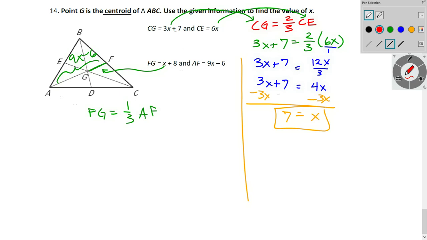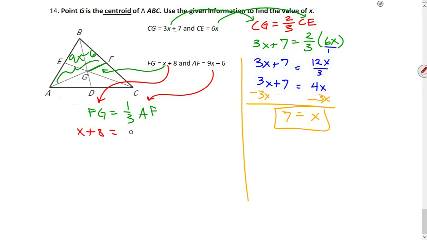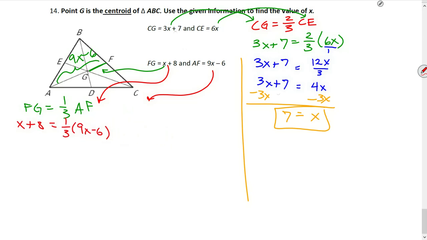So I can plug in FG and AF, and I get the equation x plus 8 is equal to 1/3 of 9x minus 6. I'm remembering that I'll need some more space in this problem, so I'm going to move this over a little bit. And just for clarity, I'm going to redraw these arrows. So this goes here, and this goes here. Okay, so let's think about solving this.